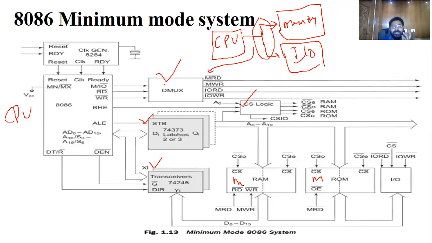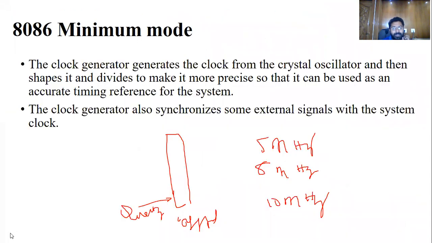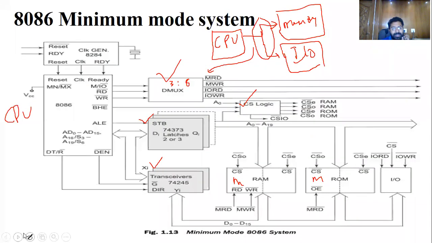A DMux, you know what the DMux is? We already saw the 3:8 DMux. What is the input of this DMux? Read pin, write pin, IO/M bar pin. So this will indicate the M bar RD, meaning memory read, WR means memory write, IO RD bar means input output read, IOWR means input output write. So input output read, input output write.